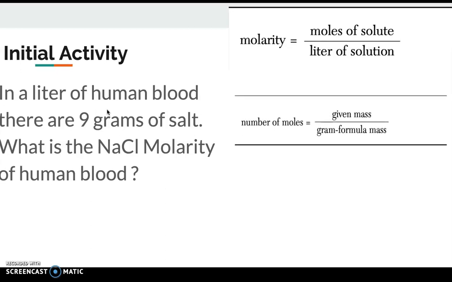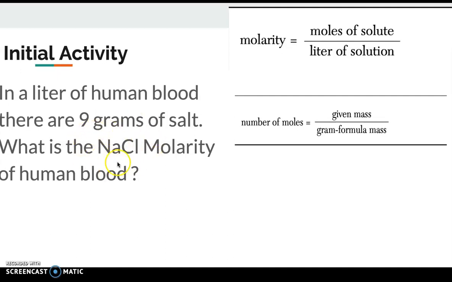Number of moles equals given mass over gram formula mass. This equation is also found on Table T, which is on the back of your reference table. We're given 9 grams of salt, so we can place that as the given mass, and we have to determine the gram formula mass. Because we were given the chemical formula, determining the gram formula mass is not an issue.